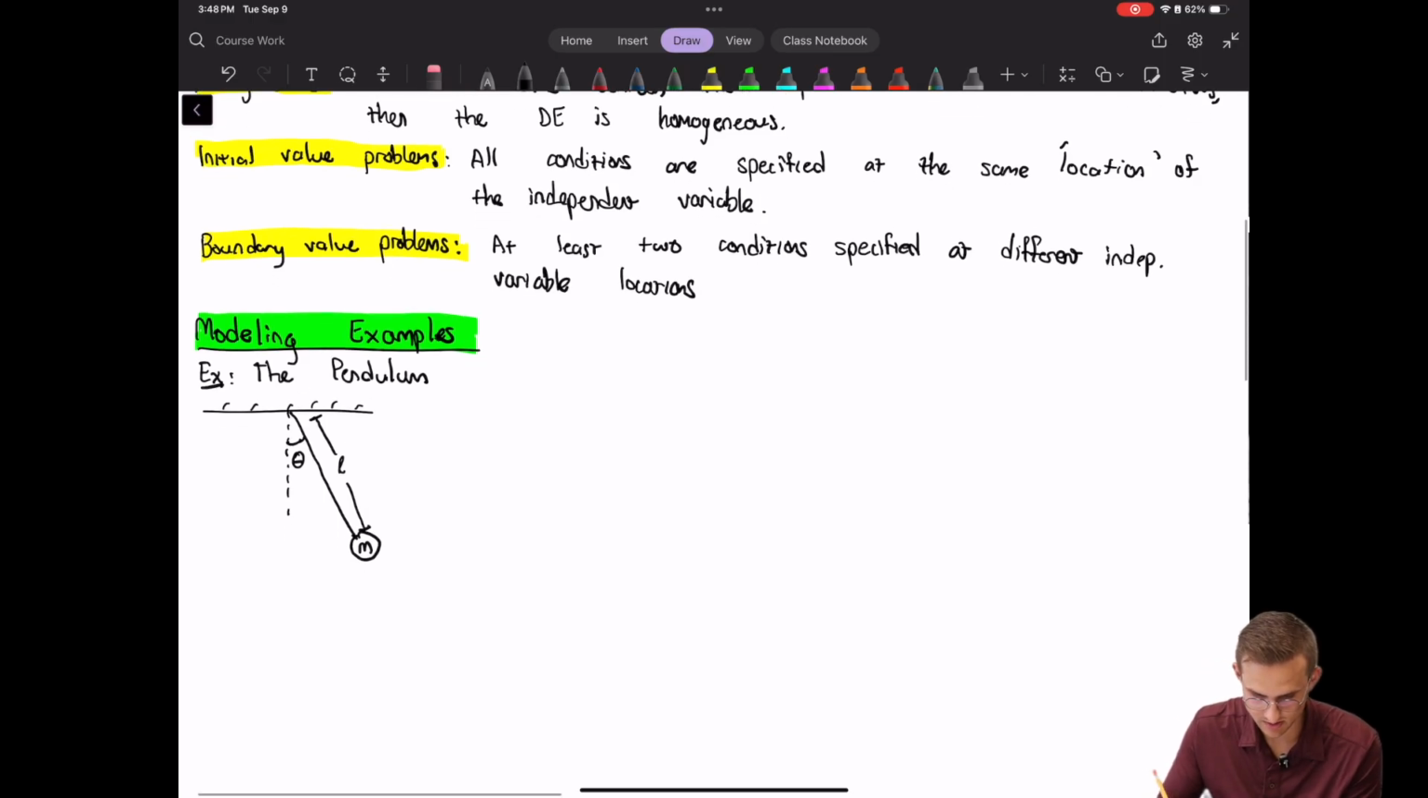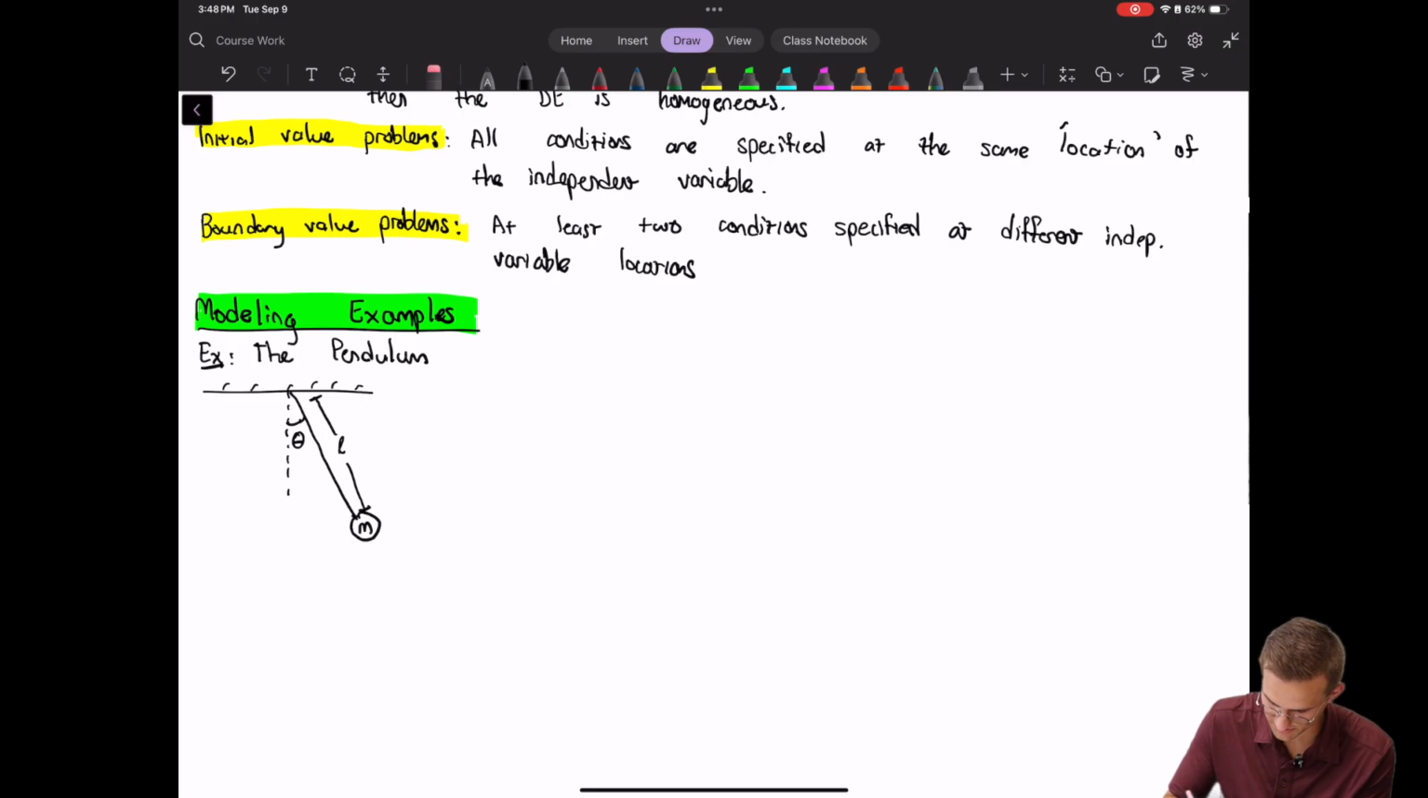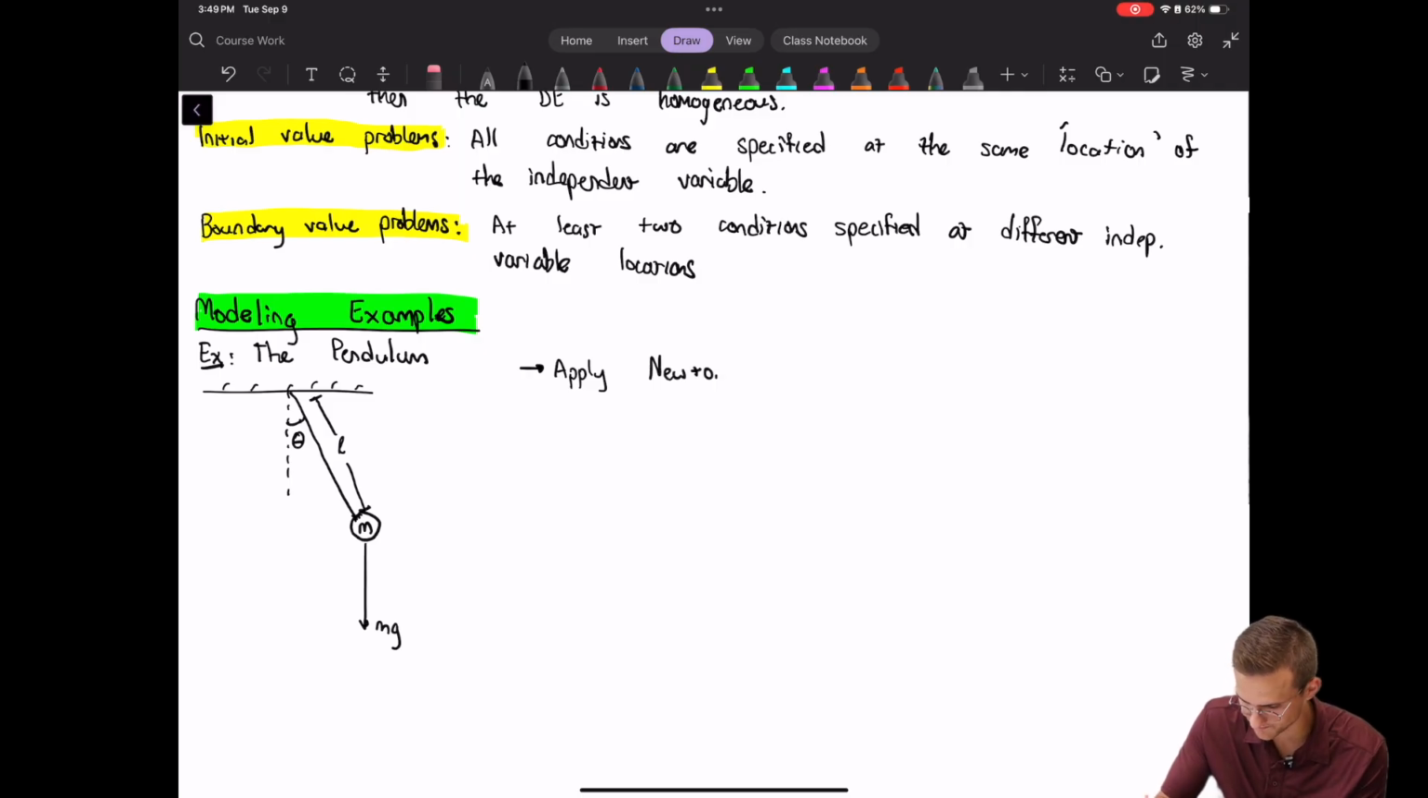And if we were to draw the forces acting on this, we have the tension of the string, of course, which we don't need to draw on the diagram, and then we have the force of gravity pulling down, mg. Okay, and what we'd like to do here is to apply Newton's second law in the azimuthal direction.